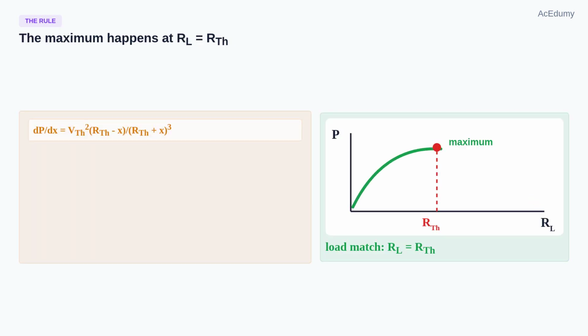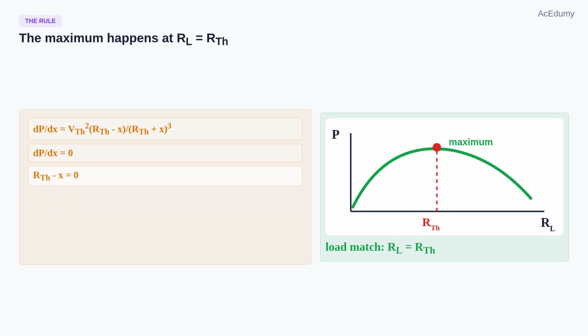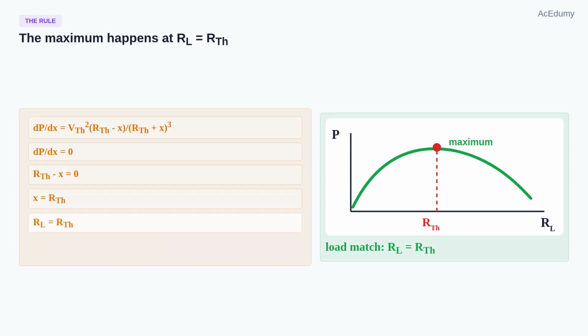To find the best X, differentiate P with respect to X. Vthevenin squared is a constant, so it stays outside. The derivative reduces to Vthevenin squared times Rthevenin minus X, divided by Rthevenin plus X cubed. For a maximum, set the numerator to 0. Rthevenin minus X equals 0, so X equals Rthevenin. Since X is the load resistor, the rule is RL equals Rthevenin. Then the maximum power is Vthevenin squared divided by 4 Rthevenin.